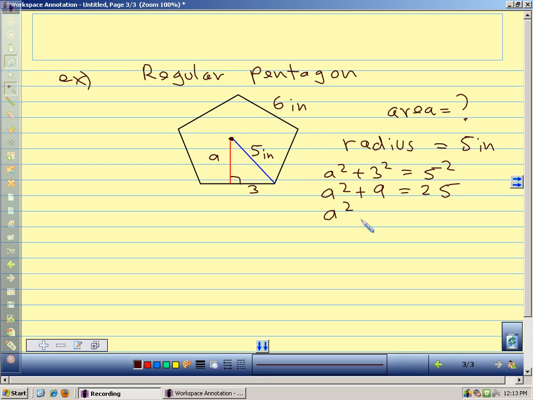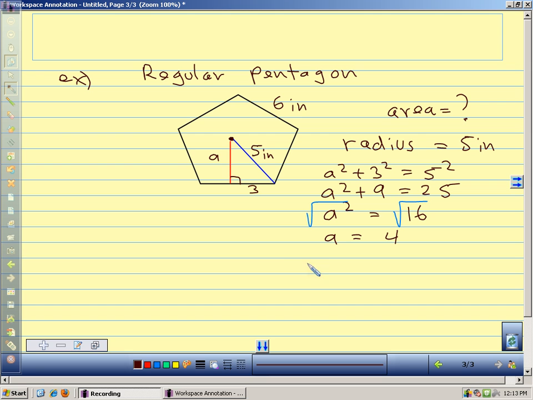I reminded you the other day, 3, 4, 5 comes up a lot. So we take the square root of both sides. I subtracted 9. So a equals 4. So my apothem is 4. So when you have the radius of your regular polygon, you have to use the Pythagorean theorem to find the apothem. And you draw in your apothem to get a right triangle and use the Pythagorean theorem. So my apothem equals 4.